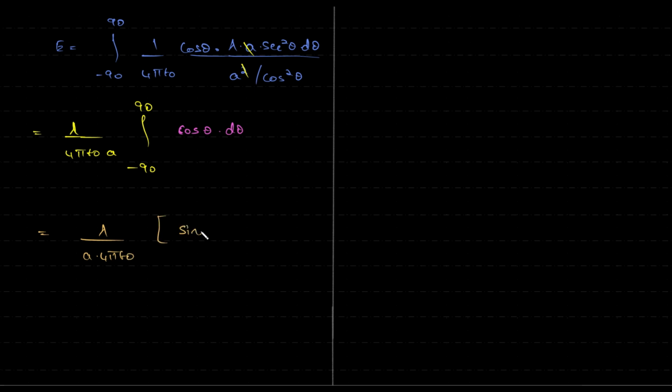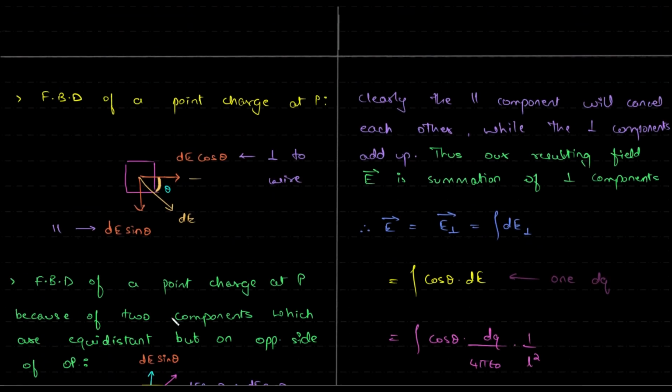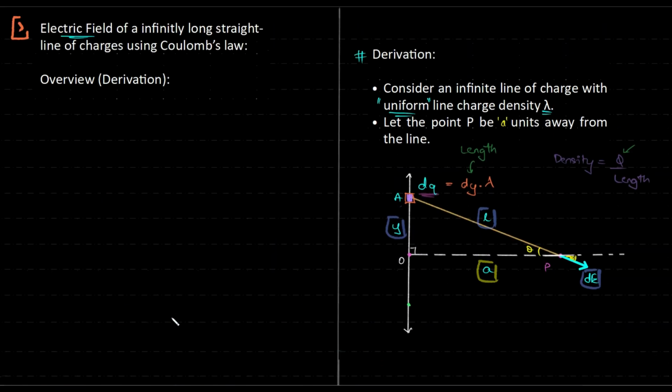Integration of cos theta is sine theta. And the limits will vary from minus 90 to plus 90. When you substitute it, sine 90 is 1, sine minus 90 is minus 1. So this will be 2. So this is basically 2, guys. So 2 divided by 4, 1 by 2. So basically this is lambda by 2a pi epsilon naught. Right? So that's your electrical field at point P because of infinitely long charges lined along a straight line.